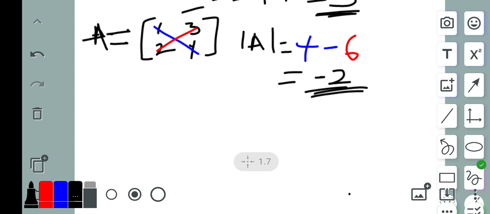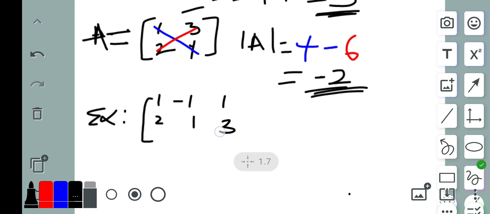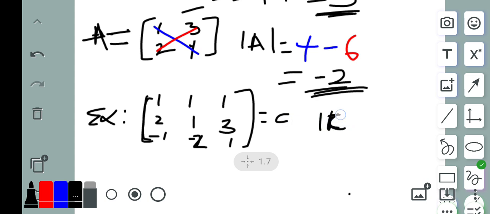Now, for a 3 by 3 matrix, let me give an example. Let's say we have 1, 1, 1 here. Let's say we now have minus 1, let's say minus 2, and let's say 1. So we are given this matrix. Let's say this matrix is matrix C. I want to find the det of C.